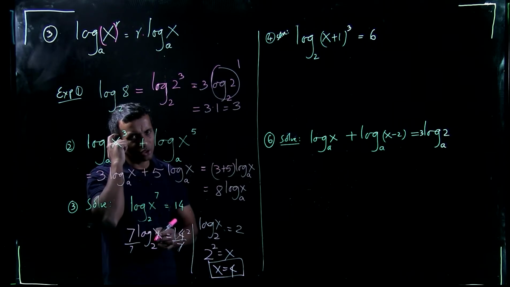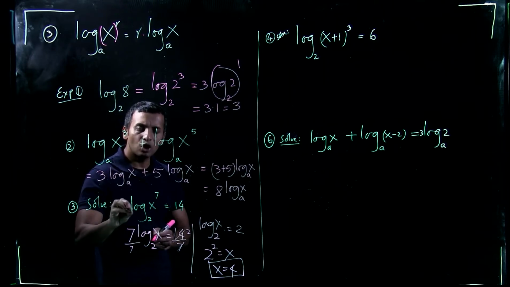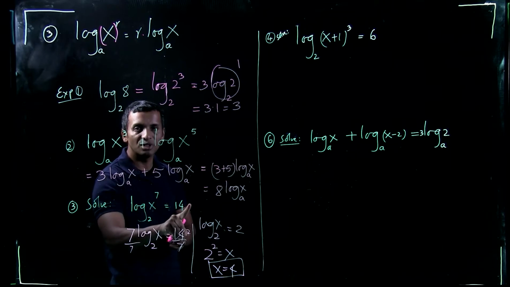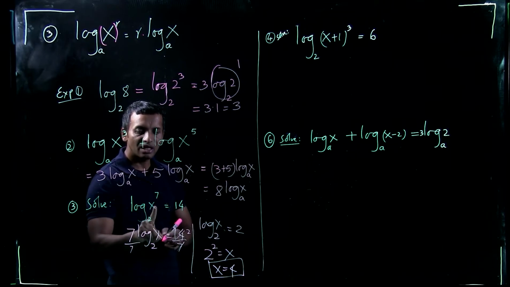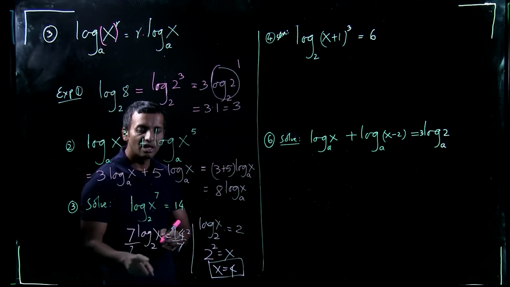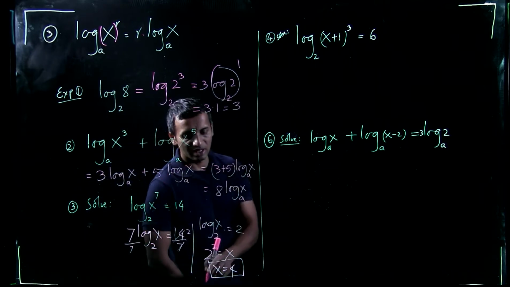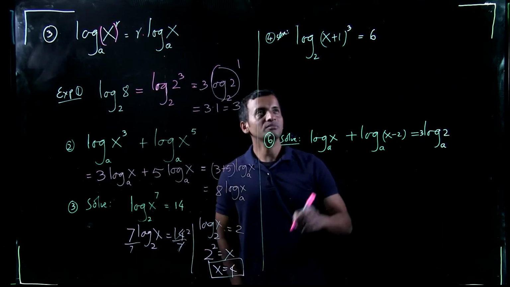So there is another way to do that. You can just get rid of the log immediately from here. It will be like x to the 7th equals 2 to the 14th, like that, okay? x to the 7th will be 2 to the 14th, and then you can take the 7th root on both sides. You will get x equals 4.